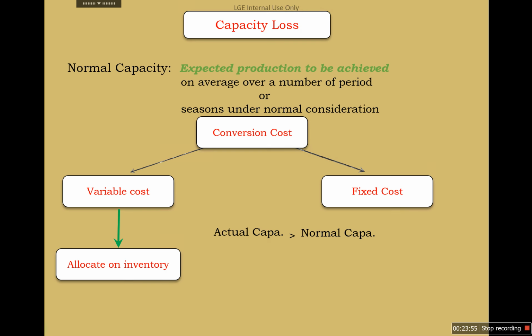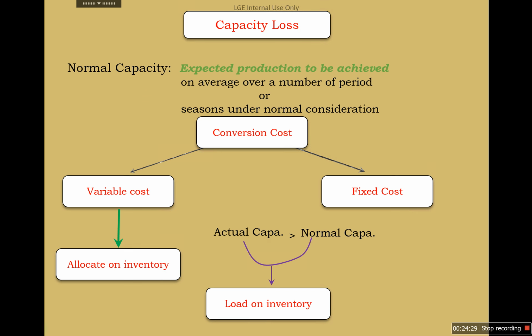and in case of fixed cost, if the actual capacity is greater than the normal capacity, in that case we need to load it on the inventory. For example, the actual production that we have produced is 150 and the normal capacity is 100. In that case we will allocate the fixed cost to 150 units, because if we allocate on the 100 only, it will not give a correct result.